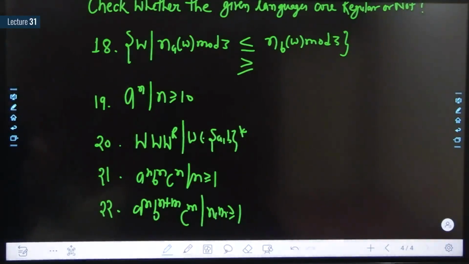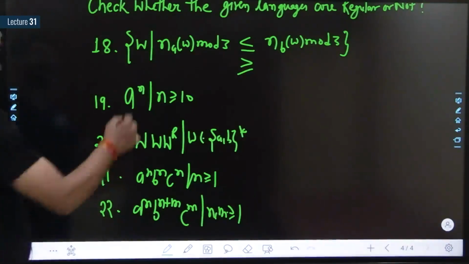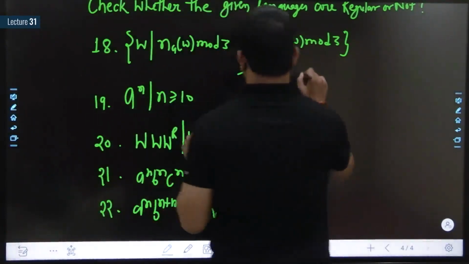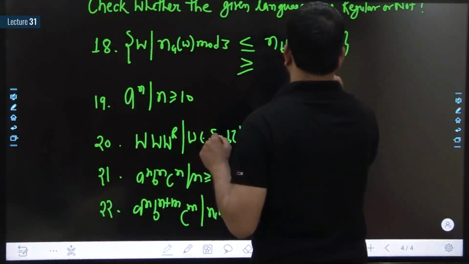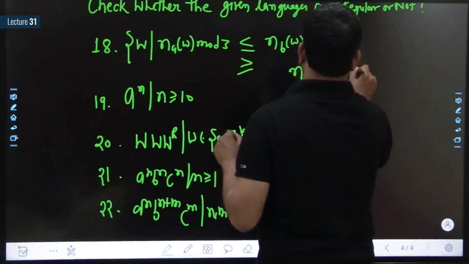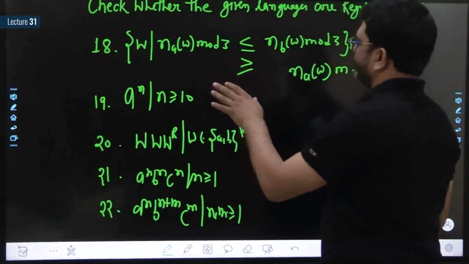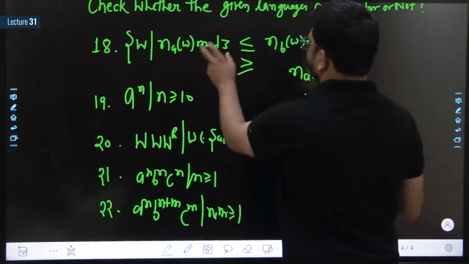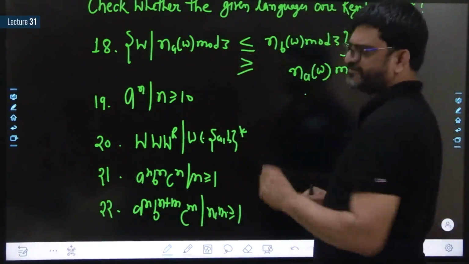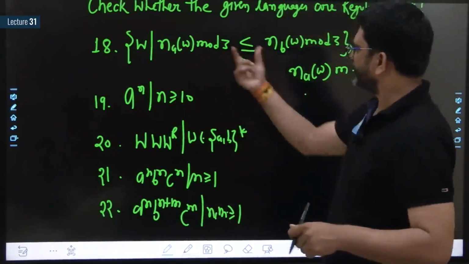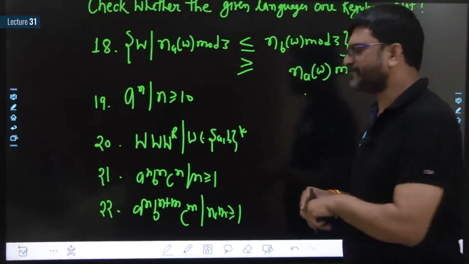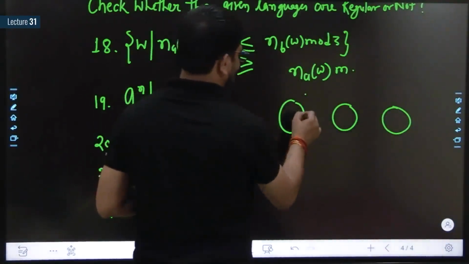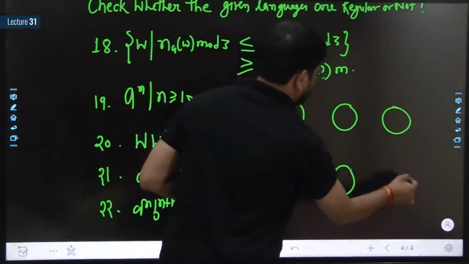Okay, see, this type of question we will do in a DFA, where the number of a's in W can be converted. Please listen. The number of a's divisible by 3 and the number of b's divisible by 3. Please see the DFA for this type of question. The number of states is 9.